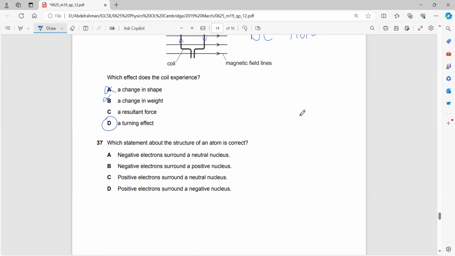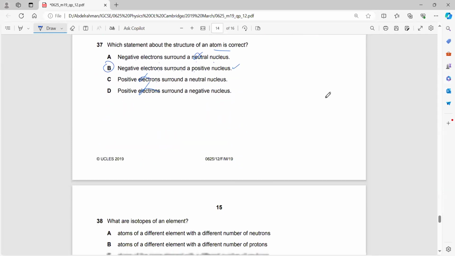Question 37, very easy. Which statement about the structure of the atom is correct? Negative electrons surround a neutral nucleus. No, the nucleus is never neutral. Negative electrons surround a positive nucleus. Okay, this could be correct. Positive what? It has to be B. Definitely has to be B.